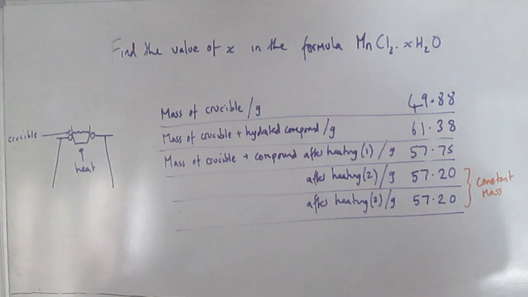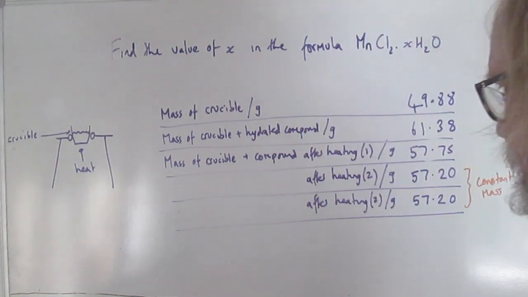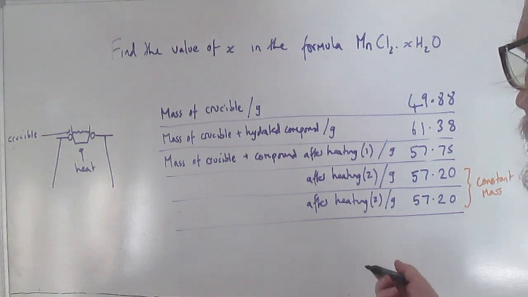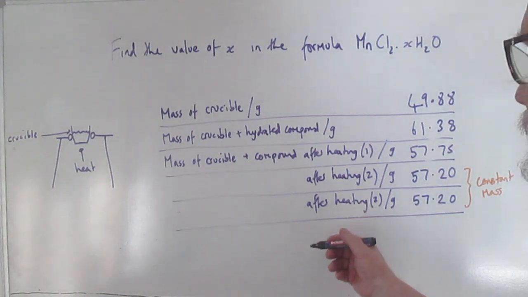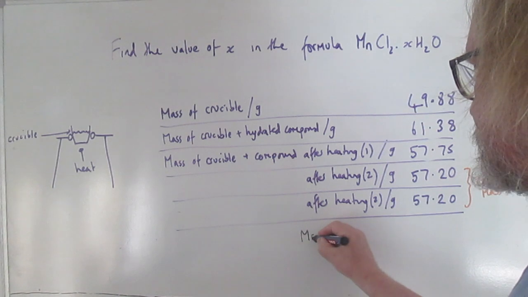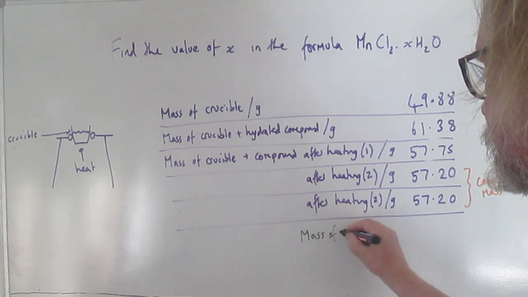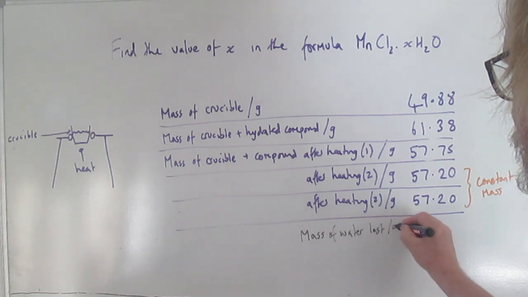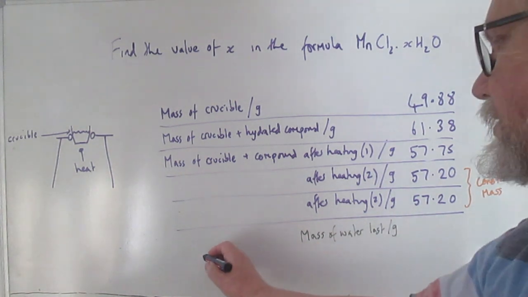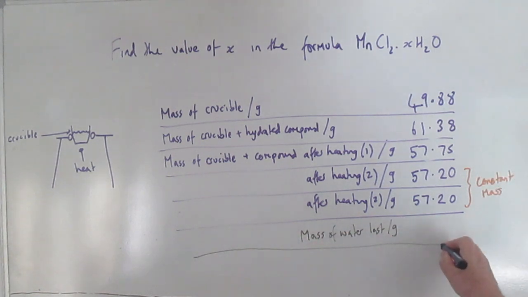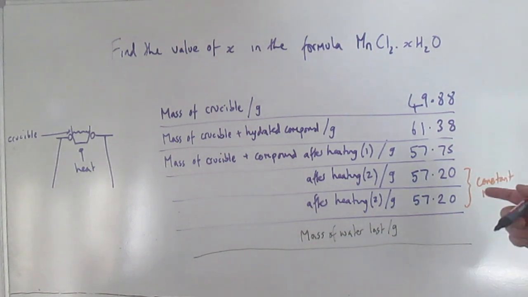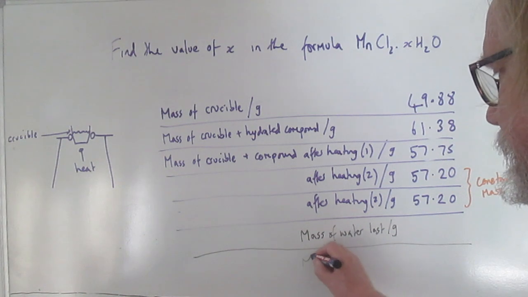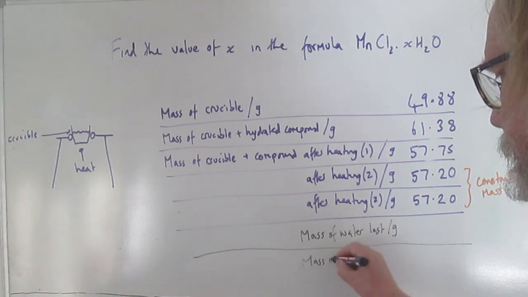So your mission is to take those raw data and first of all complete the table with two numbers. So I want you to add into that the mass of water lost, so the total mass of water lost during the heating by the time you've reached constant mass at the end, and the mass of the anhydrous compound.